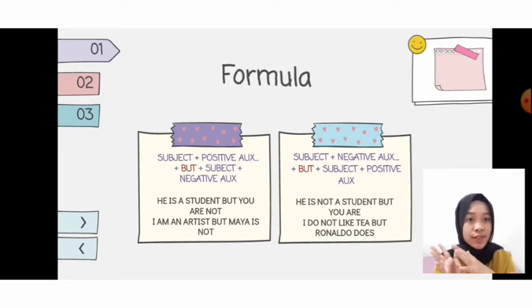So, in the first formula, the elliptical sentence uses not. It means that the elliptical sentence has a negative context. That means the sentence in front of the elliptical sentence must have a positive context because it is contra. So, if the sentence starts with a positive context, it must be followed by a negative context. And if it starts with a negative context, then it must be followed by a positive context.